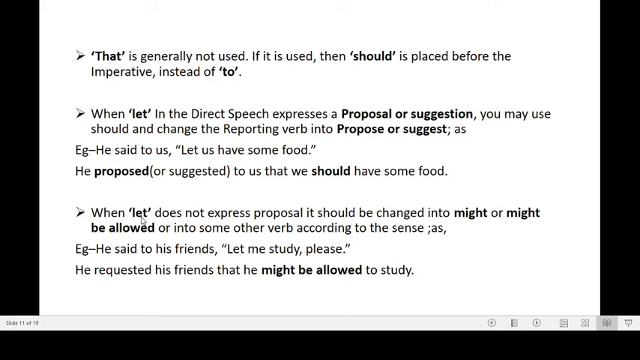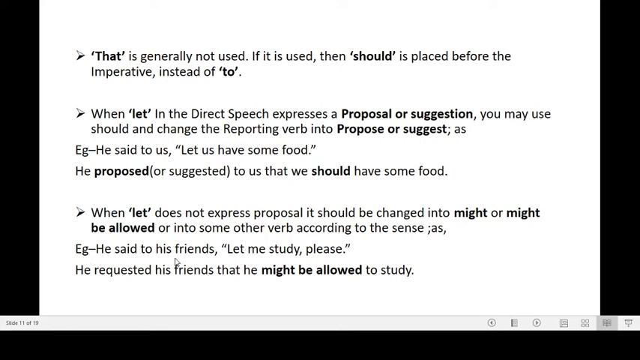Then another case is when let does not express a proposal, it should be changed into might or might be allowed, or into some other verb according to the sense. So if the sentence starts with let and it does not express a proposal, then you should not use the word should there. Instead, you should use might be allowed or might.